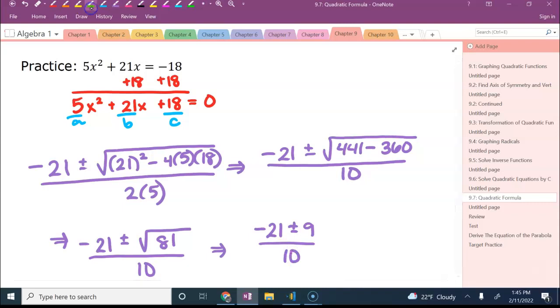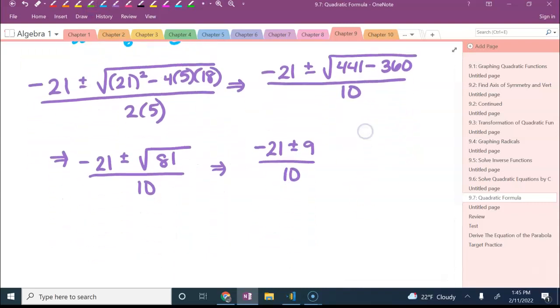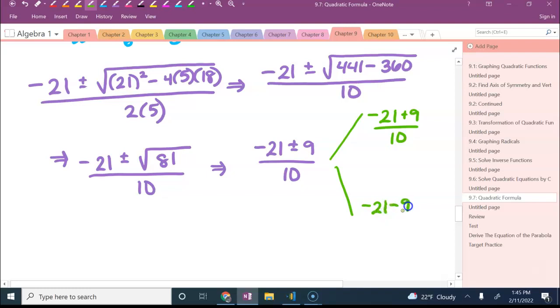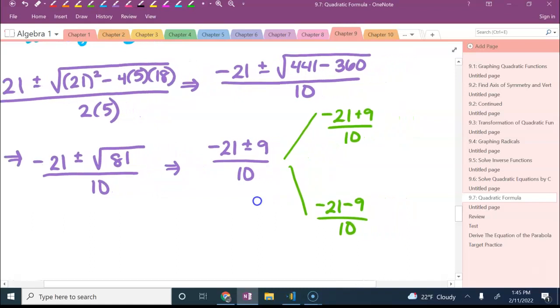And now I'm going to split this into two separate problems. So negative 21 plus 9 over 10 and negative 21 minus 9 over 10. So for this first one, it should have reduced to a negative 6 over 5. And for the second one, it should reduce to a negative 3.